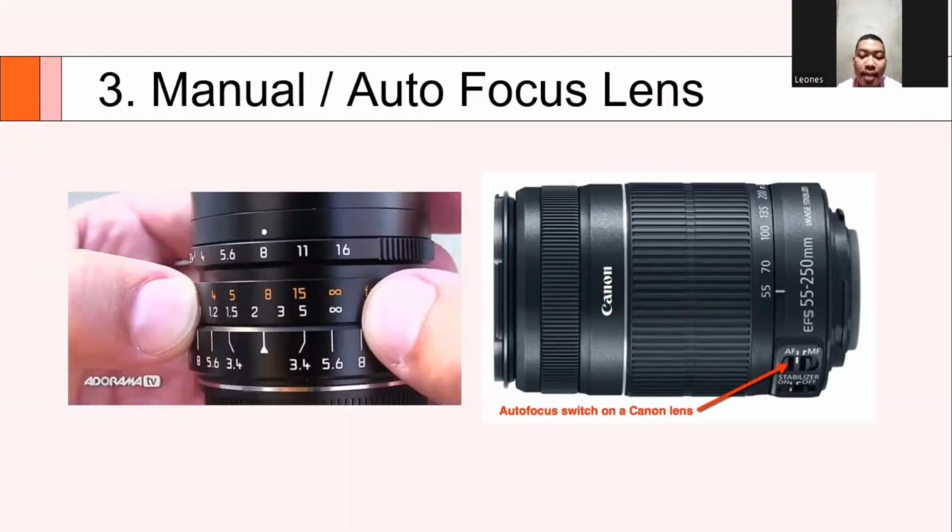And there are some types of lenses that have a switch for autofocus and manual. If you want to use the manual mode, you can easily hit the switch, as shown in the second picture.